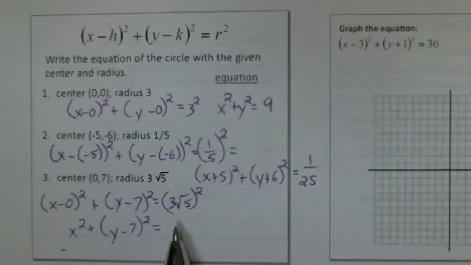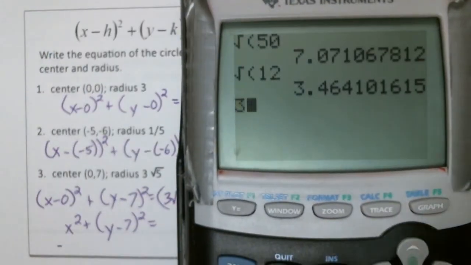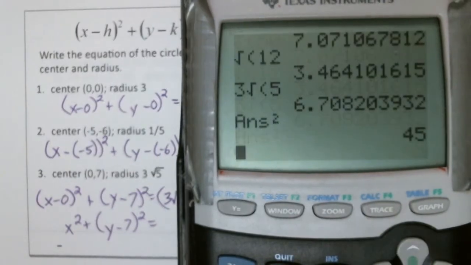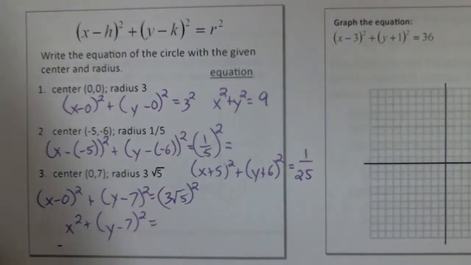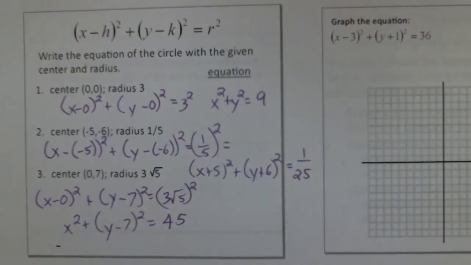How in the world, Mr. Manice, do I square 3 root 5? Calculator. 3 square root of 5. Get a number. Square it. 45. Boom. You're done. That's all you got to do. Use the calculator. Calculator's your friend.